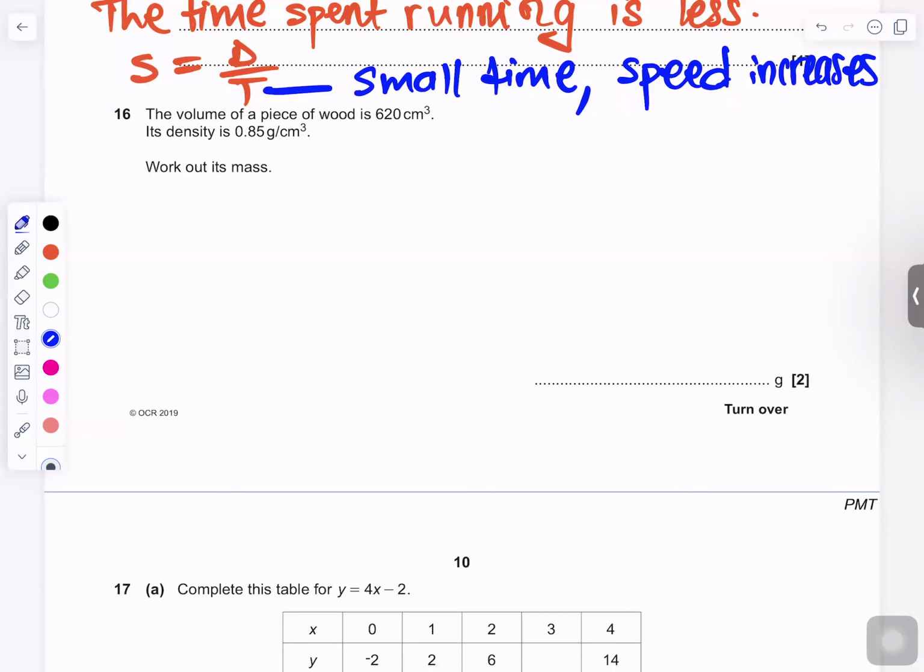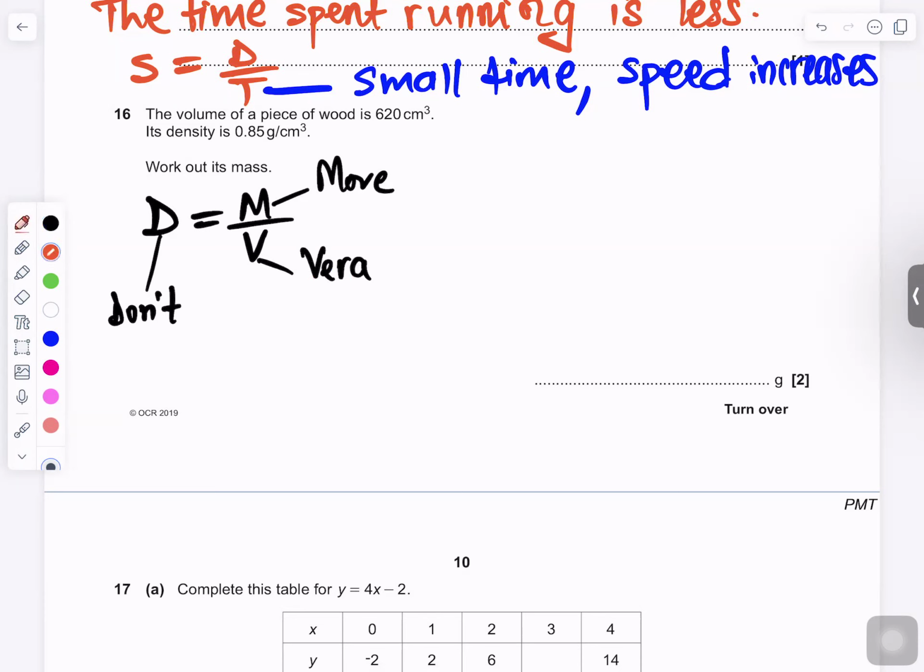The volume of a piece of wood is 620 centimeters cubed. The density is 0.85 grams per cubic centimeter. Work out the mass. Density is the mass divided by volume. The way I remember it is the D is for don't, the M is for move, the V is for Vera. Don't move Vera.